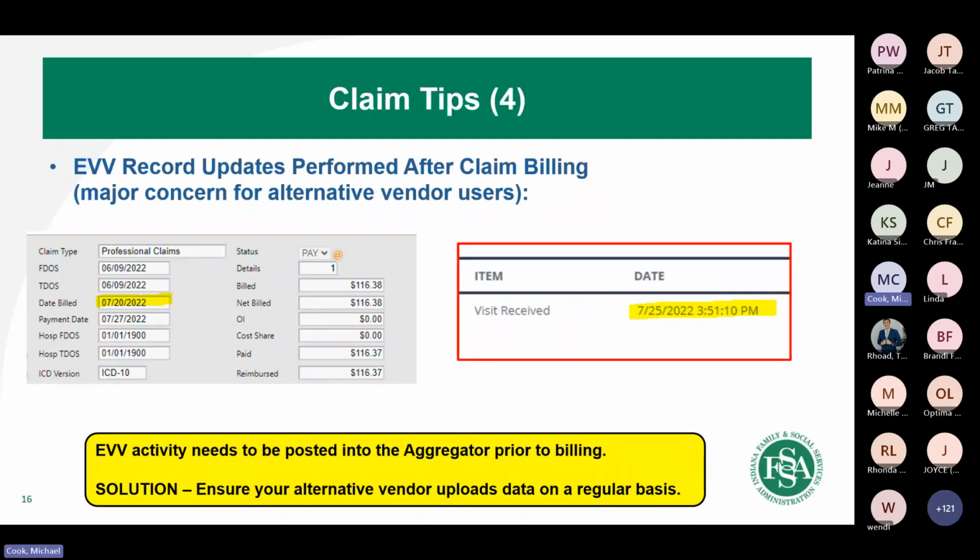And this has been a common issue that we've seen from a lot of alternative vendors over the past couple of years. Records are submitted into the aggregator after the point at which they've already been billed to the IHCP. So you need to make sure that your EVV activity is posted into the aggregator prior to billing, and make sure that your alternative vendor uploads data into the aggregator on a regular basis.